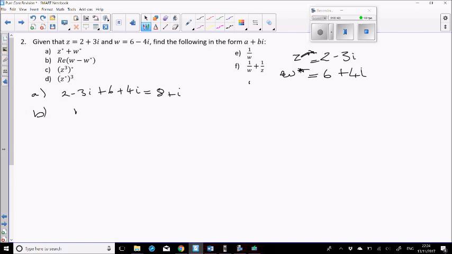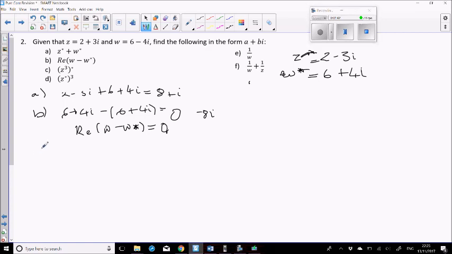So part B, now this one's the real part of w minus w star. So 6 take away 4i, take away 6 plus 4i, which is going to give us 6 minus 6 is 0. I don't need to worry about the imaginary part so much. It's actually negative 8i, but the question wanted the real part of w minus w star, which is just 0.